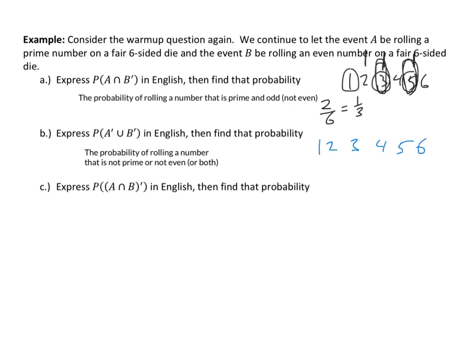So first we have the numbers that are not prime. So the not prime numbers are 1, 4, and 6. And then we have the not even numbers, so 1, 3, and 5. And if we want or, it means I'm including anything that meets either of those qualifications. So that means the 1 and the 3, 4, 5, 6. So basically everything except for 2. And so this probability is going to wind up being 5 out of 6 for us.